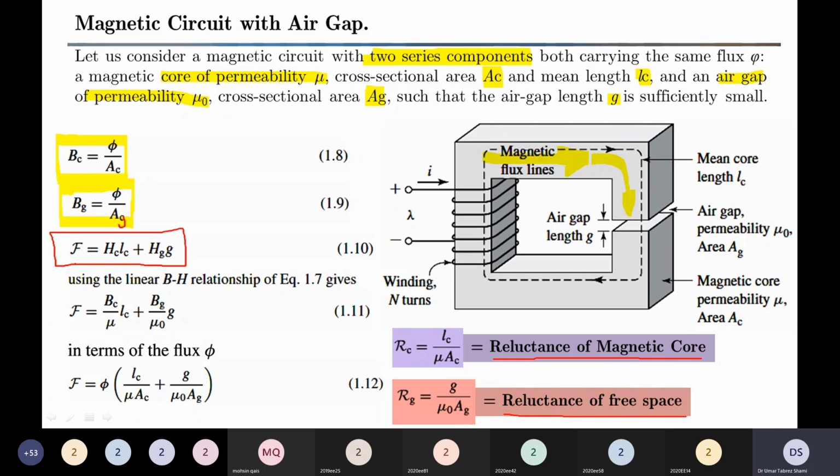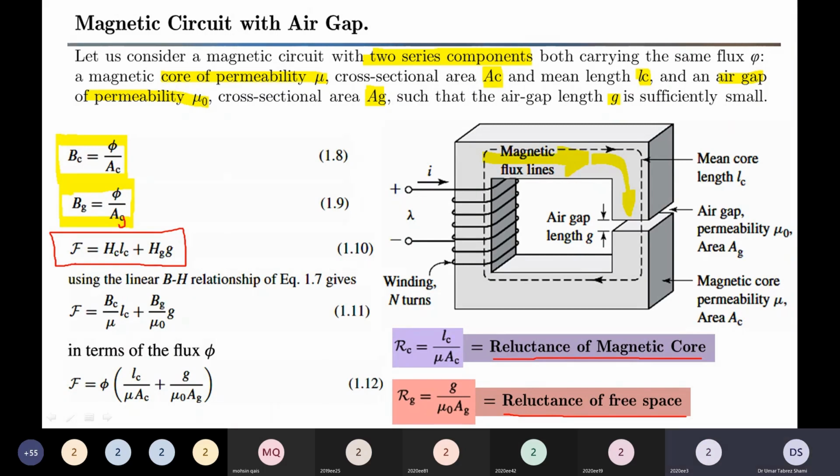Now, my question is, in our given system, as shown in the diagram, which component will present large resistance to magnetic flux? The magnetic core or the free space? Magnetic core. Free space. Yes, any more answers? Two answers have come. Free space. Free space. Okay.